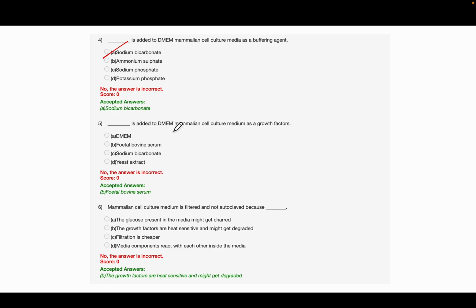What is added to DMEM mammalian cell culture media as growth factors? For growth factors, we know serum is added. So for serum, what is the source? Fetal bovine serum, also called FBS.